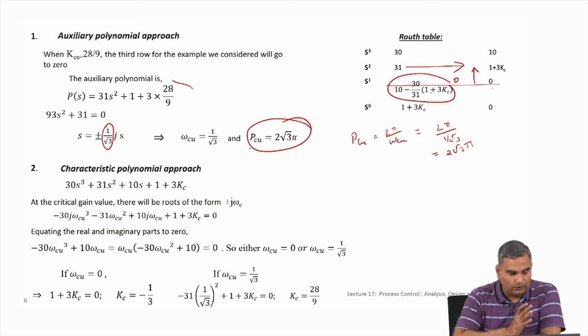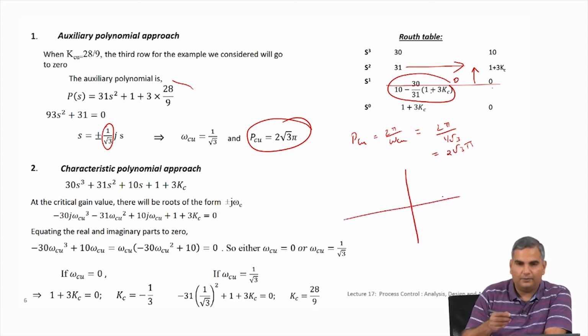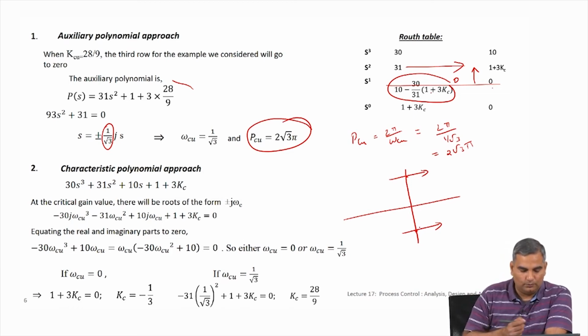Another way of doing the whole thing is to simply look at the characteristic polynomial and then say, okay, so here this is a third order polynomial. So, there are going to be 3 roots for this polynomial. So, whenever there is a root which is going to slip from the LHP to RHP, exactly at that Kc we know that there has to be some imaginary solution with no real part. Let us assume that imaginary solution is actually j omega c.